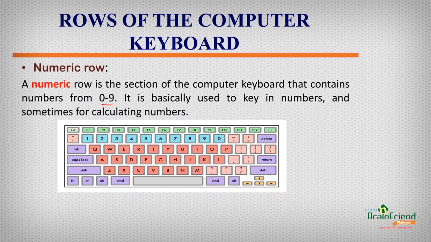From this image, this is where the numeric row is located, as I mark it out gradually. So there you have it. 1 to 0. That's your numeric row.